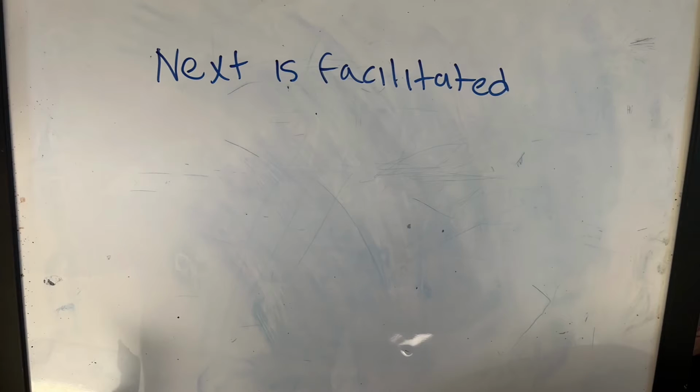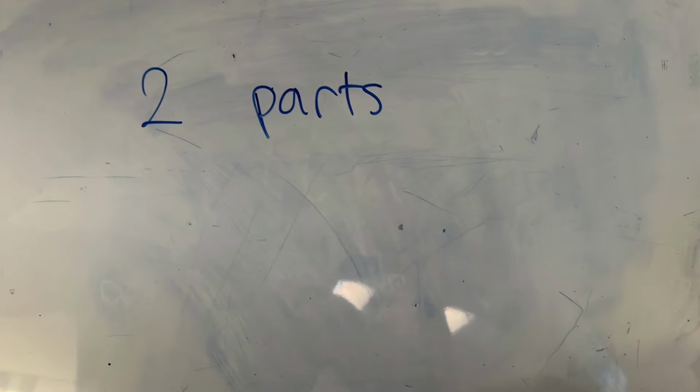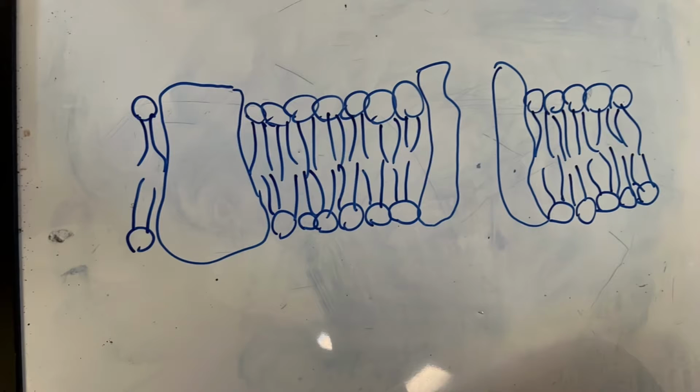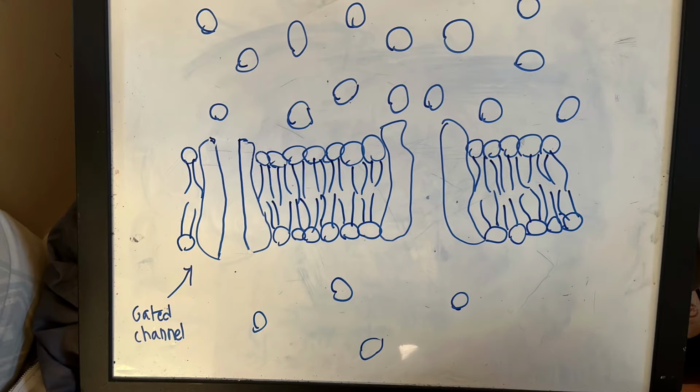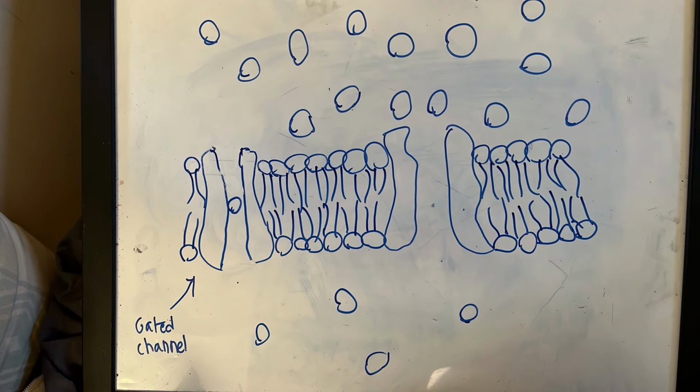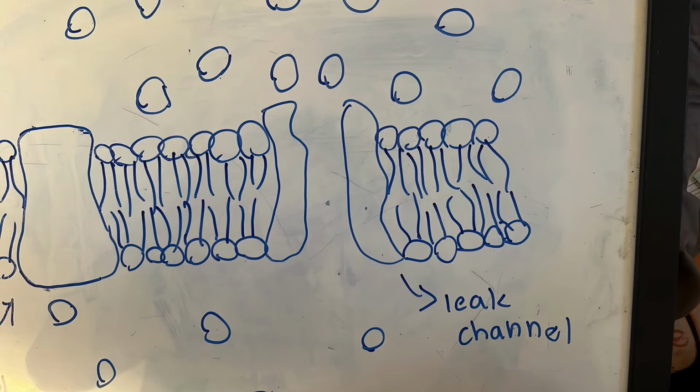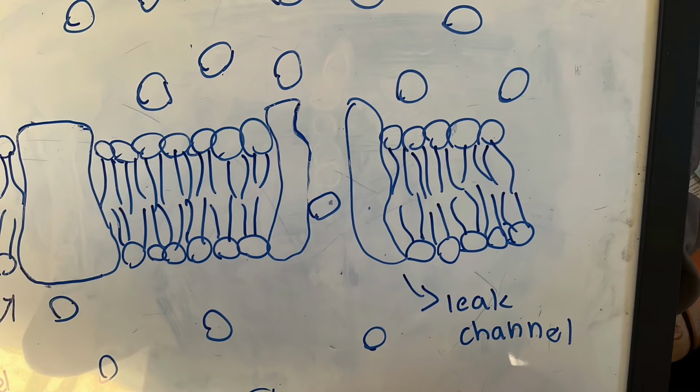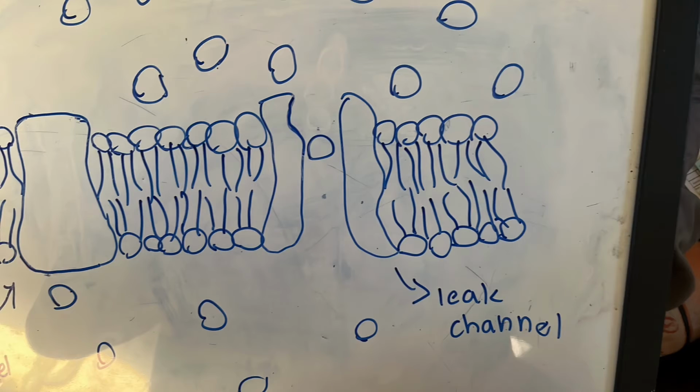Next is facilitated diffusion. There are two parts, channel-mediated and carrier-mediated. Here's a cell membrane with two different channel proteins. On the left is a gated channel which needs a stimulant to be opened, and it is only open for a short amount of time before it closes. On the right we have a leak channel, which means it's always open, so molecules can always pass through.